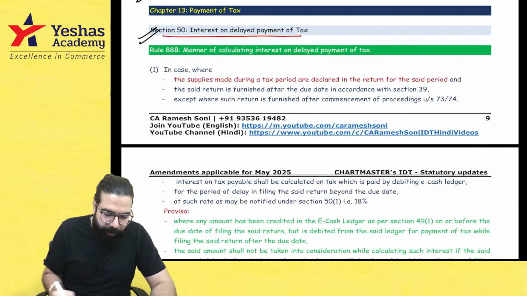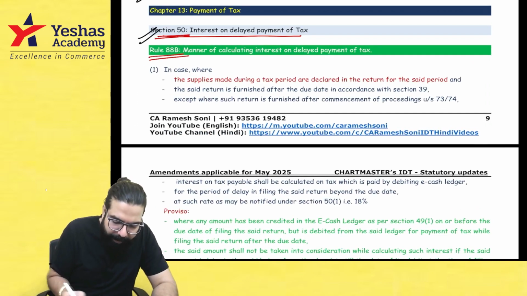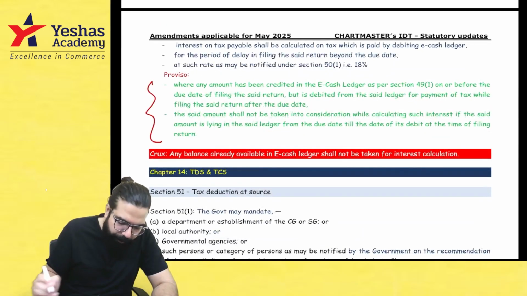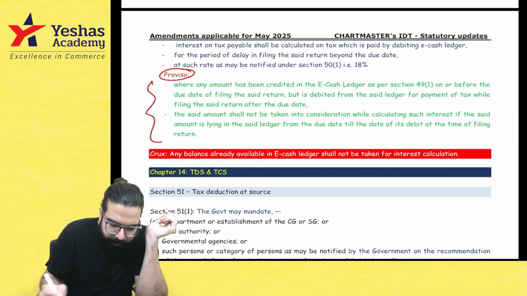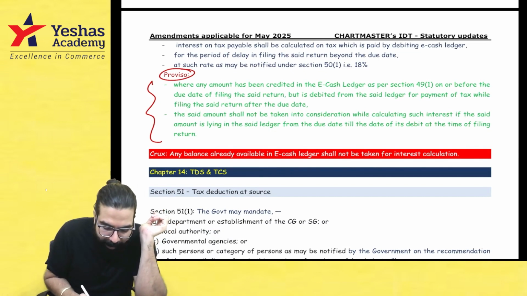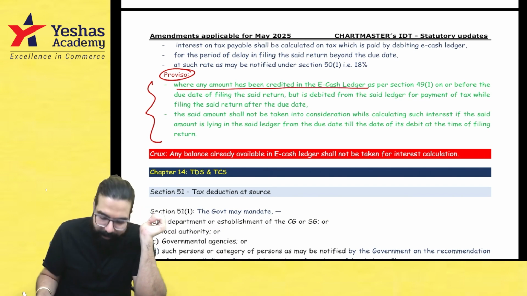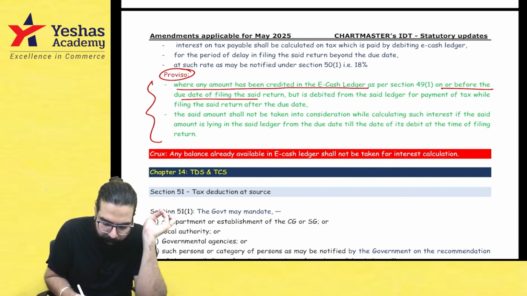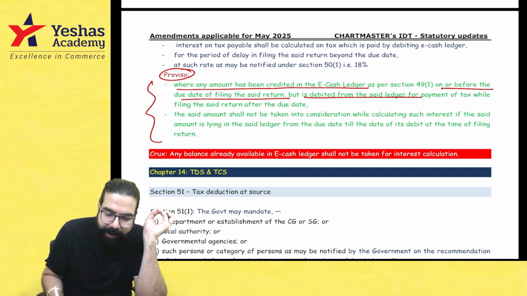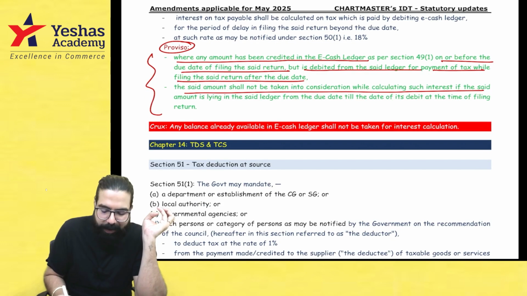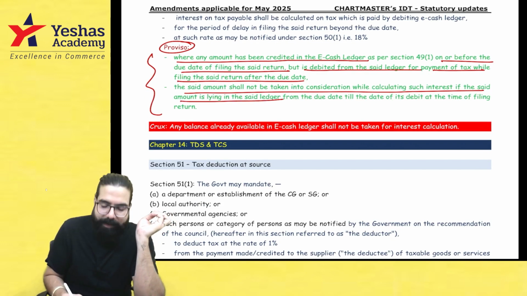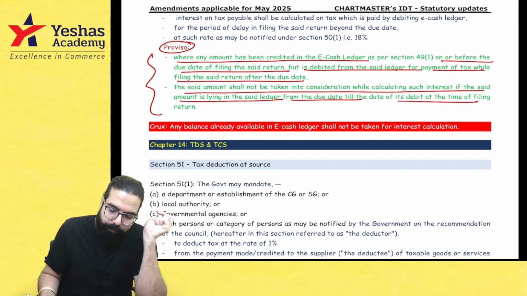Interest on delayed payment of tax, section 50, read with rule 88B. Here they have told one point, saying, sir, one proviso has been inserted. What does this proviso say? Where any amount has been credited in the e-cash ledger on or before the due date of filing the return but is debited from the e-cash ledger for payment while filing the return after the due date, the said amount shall not be taken into consideration if the said amount is lying in the e-cash ledger from the due date till the date of debit.